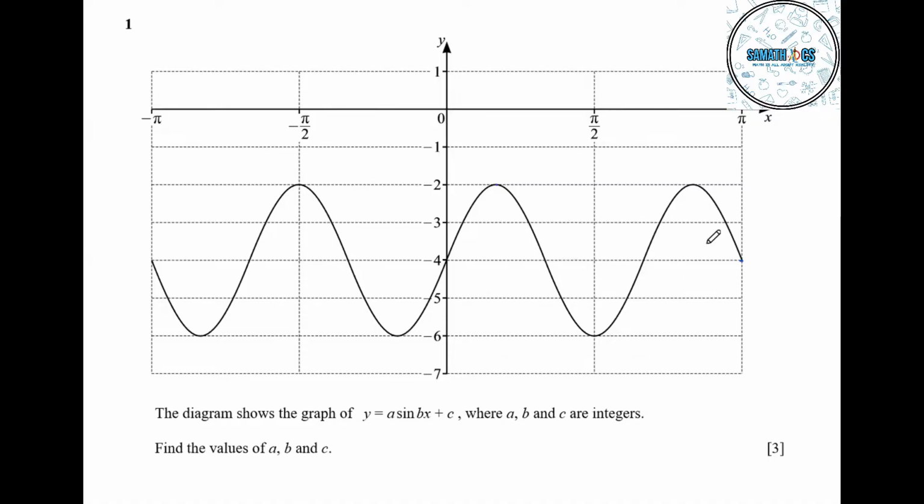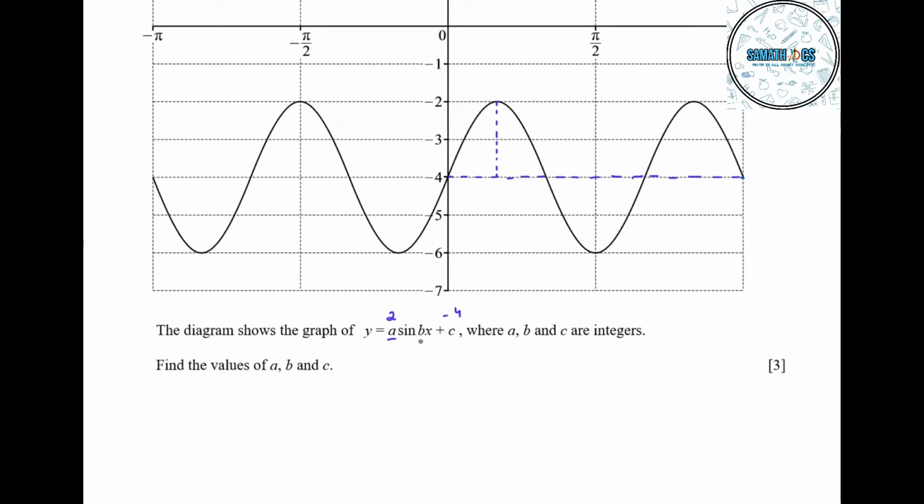Now, if you see this graph, this is the graph of sine, and the sine graph starts from 0. So, this is the axis. We can say that c is minus 4. It is at minus 4. And the distance from the maximum point to the axis is the amplitude. So here the amplitude is 2 units. So we can say that a is 2.